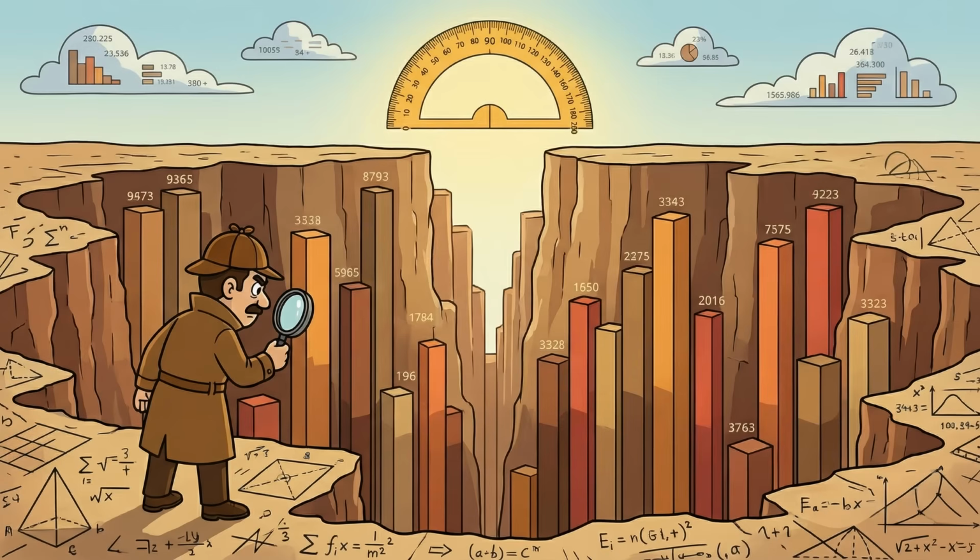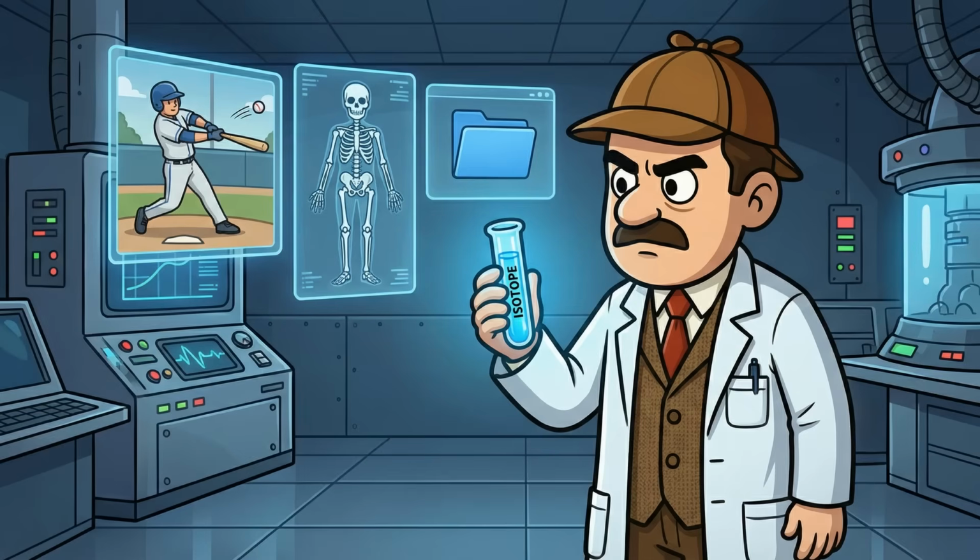But here's what's strange. The pattern appears everywhere. River lengths follow Benford's law. So do earthquake magnitudes, molecular weights of chemicals, numbers in scientific papers, baseball statistics, death rates, file sizes on computers, and the half-lives of radioactive isotopes.